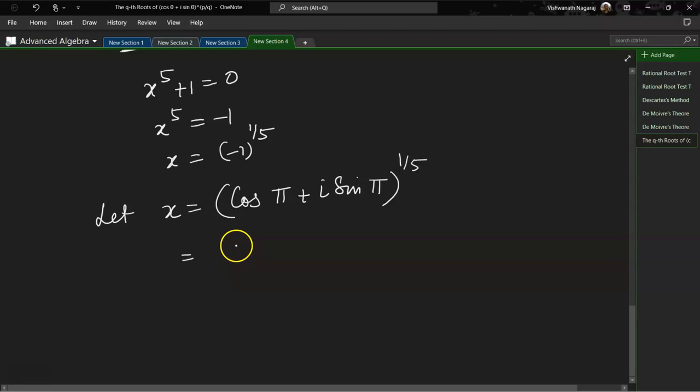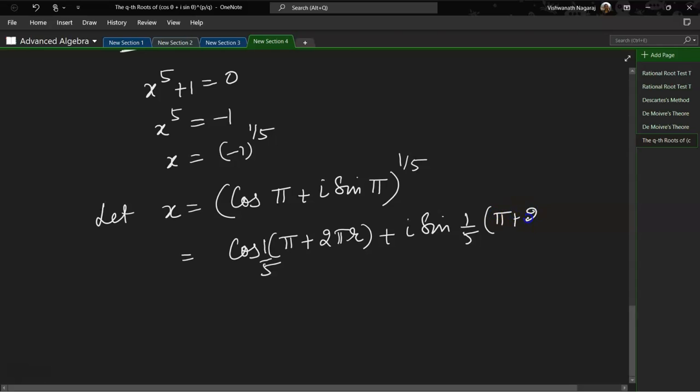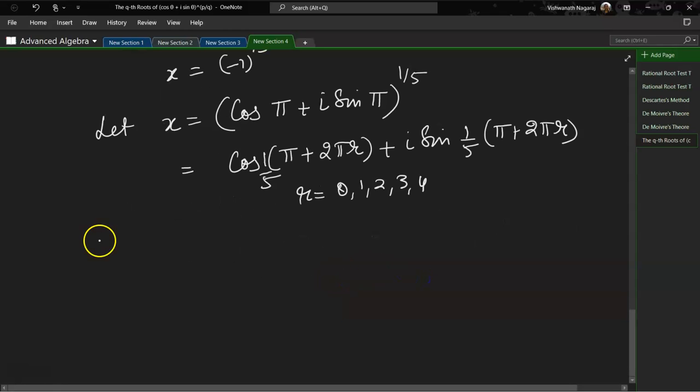We want 5 values. So we apply De Moivre's theorem: cos of (1 by 5)(pi plus 2 pi r) plus I sin of (1 by 5)(pi plus 2 pi r). Now that we have this, r will go from 0, 1, 2, 3, 4. Now let's do the substitutions. R equal to 0 gives us cos pi by 5 plus I sin pi by 5.